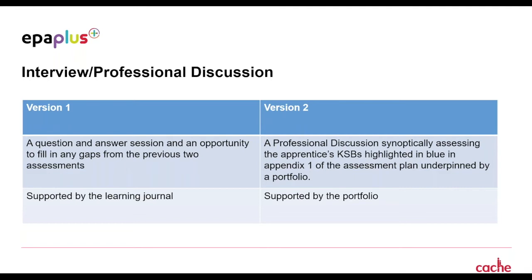But professional discussion is exactly that. It's more of a discussion, it's more of a flow between the apprentice and the independent endpoint assessor. And again, the apprentice can bring that portfolio to the professional discussion so that they're able to use that to either remind themselves or to really prompt them and give them that opportunity to speak freely about those times that they did meet those knowledge, skills, and behaviors throughout that portfolio.